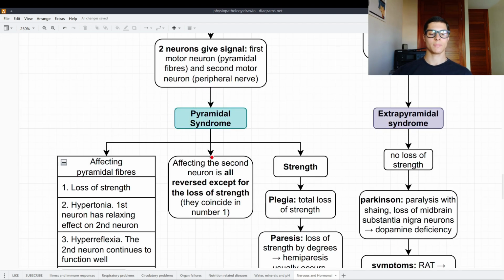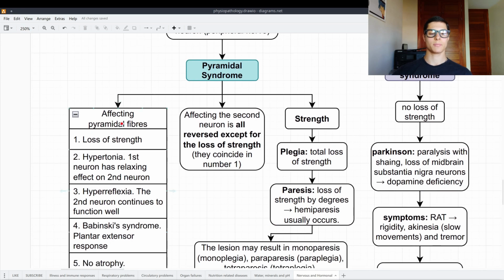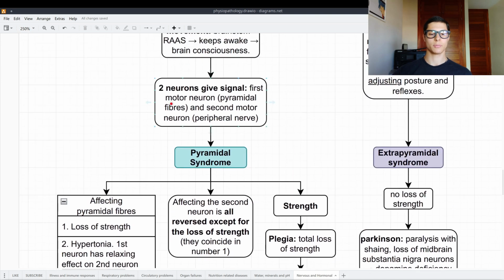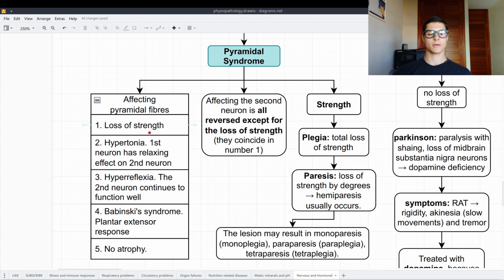The pyramidal syndrome is when, for example, the pyramidal fibers, so the first motor neuron, are affected. We have a loss of strength, hypertonia, so the first neuron has a relaxing effect on the second, and hyperreflexia, because the second neuron continues to function well. Also the Babinski syndrome, when there is a plantar extension response instead of a contracting response. Normally when you touch the feet plantar, it should contract. Instead, in the Babinski syndrome, there is an extension.